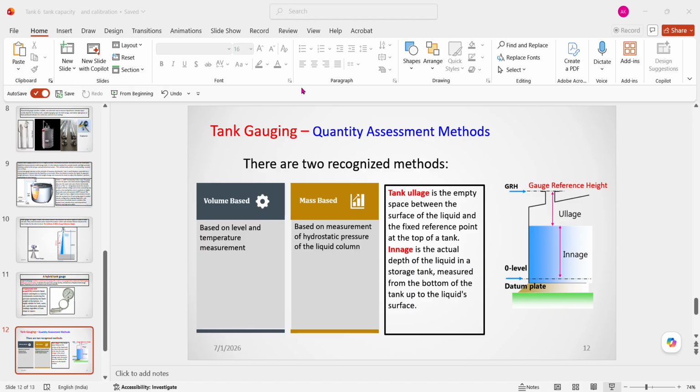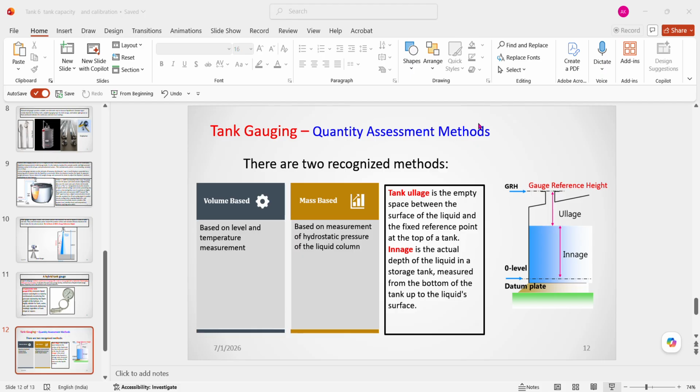Tank gauging is the process of measuring liquids in a bulk storage tank to determine the product volume, mass, and level. It is critical for inventory control, leak detection. If a leak is there, then also you can come to know. And overfill prevention in industries like oil, gas, chemical processing, and retail fuels.